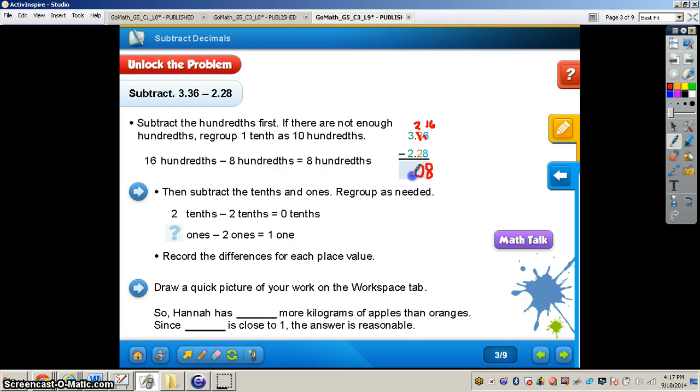You bring your decimal down, and then we have 3 ones minus 2 ones is just going to give me 1. All right, so we have for our answer 1 and 8 hundredths.